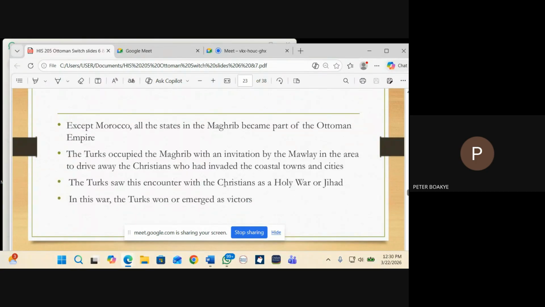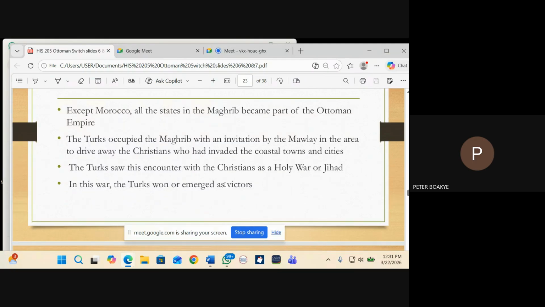So they saw that, oh, this is a holy war, or jihad. In this war, the Turks won and emerged victors. So the invitation extended to them by Mule to drive away the Christians who had invaded the coastal towns and cities brought the Turks there, the Ottoman Turks. And so they were able to defeat them.